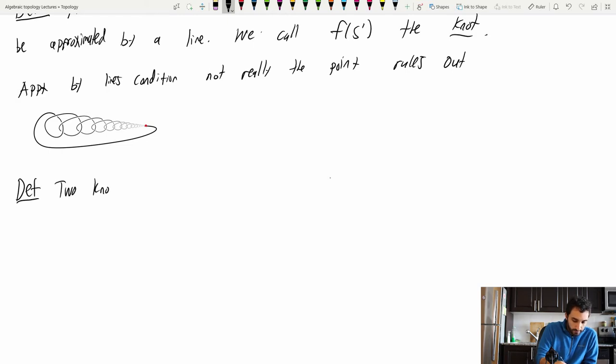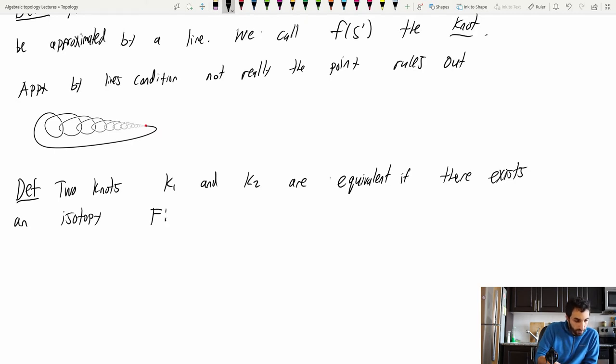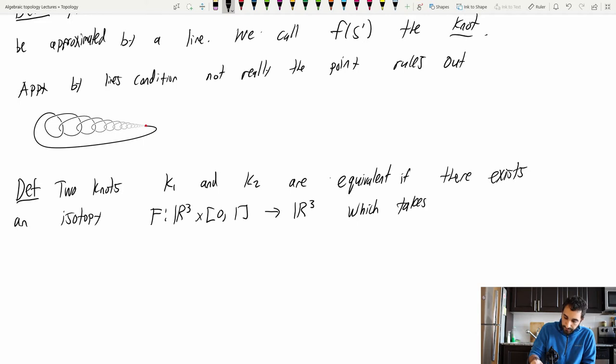Two knots, K1 and K2, are equivalent if there exists an isotopy F from R3 cross [0, 1] into R3, which takes, to be a little loose with language here, K1 to K2. So this basically means what you think it means. You're moving the knot around in this three-dimensional space, and it ends up at the end of all of this right on top of the other knot.